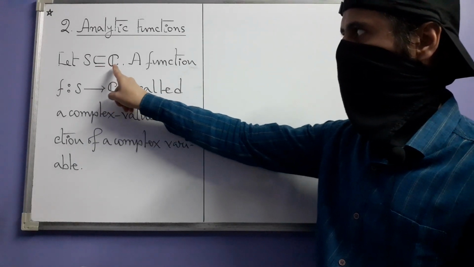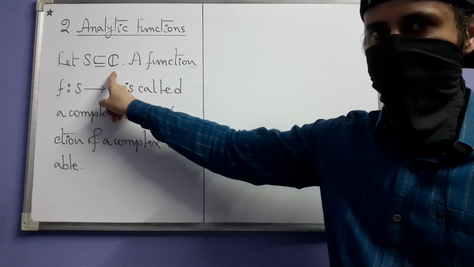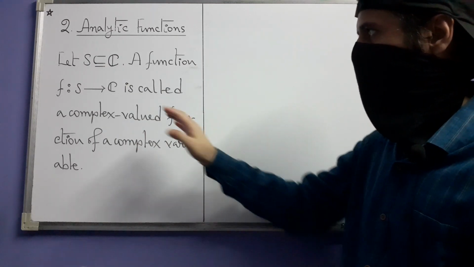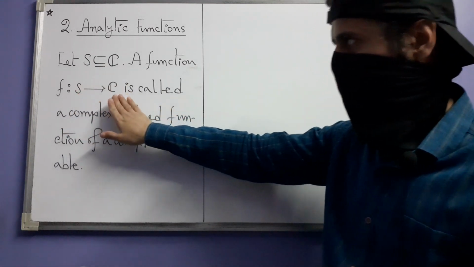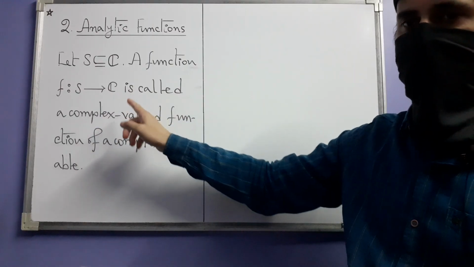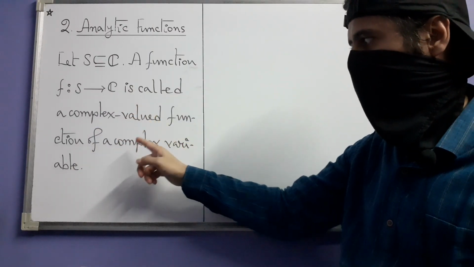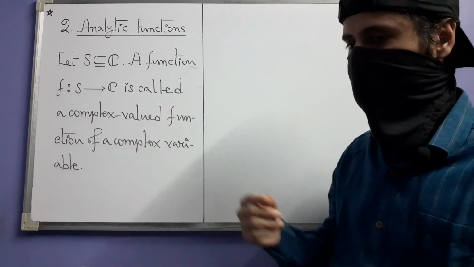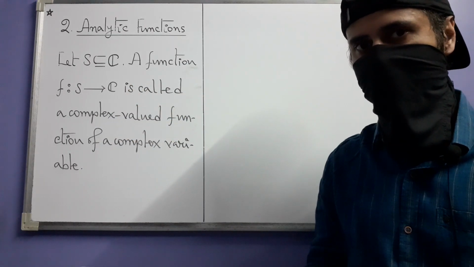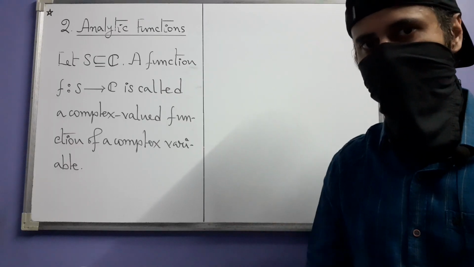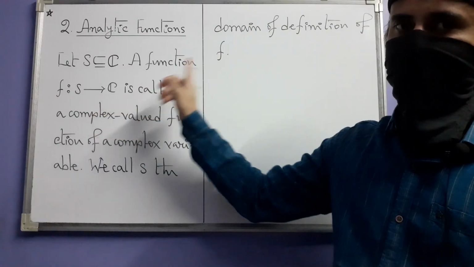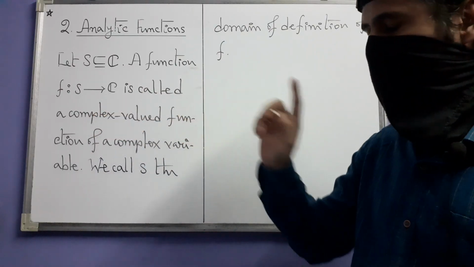Let S be a subset of the set of complex numbers. Non-empty subset, that's understood. A function f from S into the set of complex numbers is called a complex valued function of a complex variable. For this type of functions, the input is a complex number and the output is also in general a complex number. And we call the set S the domain of definition of the function f.